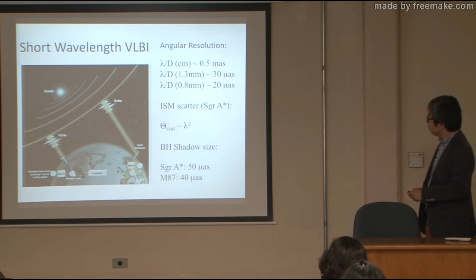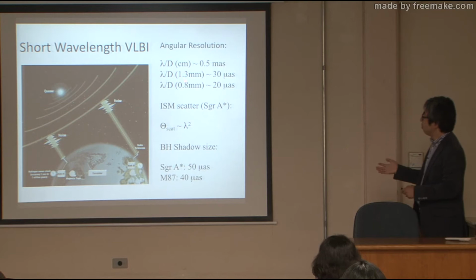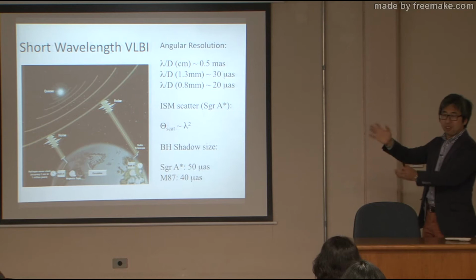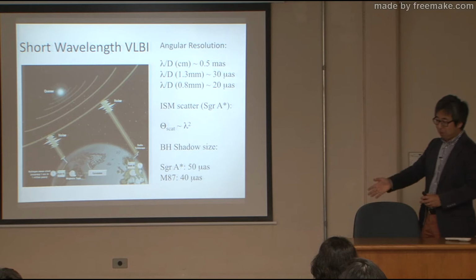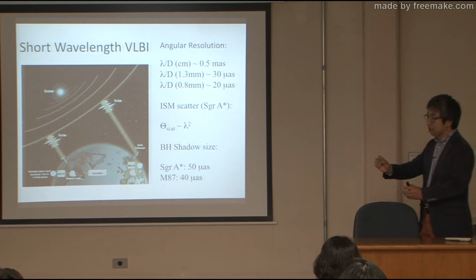Another important point of view is that the site of Sagittarius A star has interstellar matter and scattering. This scattering is proportional to the square of the wavelength. So as wavelengths become smaller, the scattering size becomes smaller and smaller. Usually at centimeter wavelengths, Sagittarius A star is just one blob, with the emission structure completely scattered. But if you go to millimeter or submillimeter, we can see smaller structure, and then clearly see the shadow we expect.